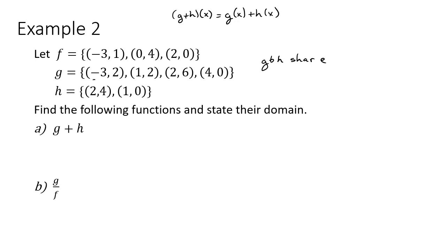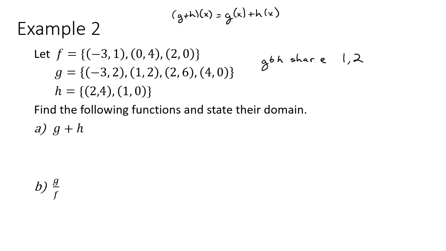So g has inputs of negative 3, 1, 2, and 4. That's its domain. Whereas h has inputs of 2 and 1. That's its domain. So if we're looking for the stuff in common between the two, the overlap, negative 3 is out, 4 is out, because those are not in h, but they share a common input of 1, that'll work in both, and they share a common input of 2, that will work in both. So these are the ones that we can make work. G and h share 1 and 2.